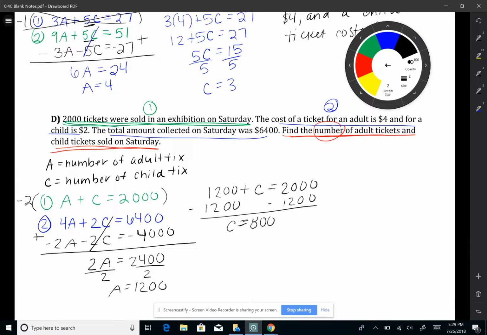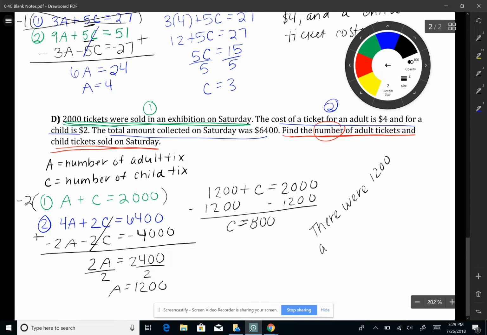So I'm just going to write that. There were 1,200 adult and 800 child tickets sold on Saturday.